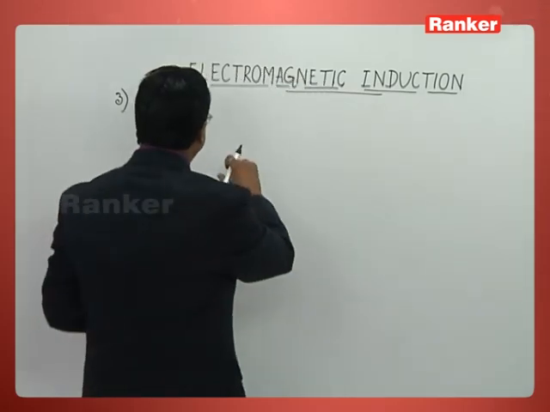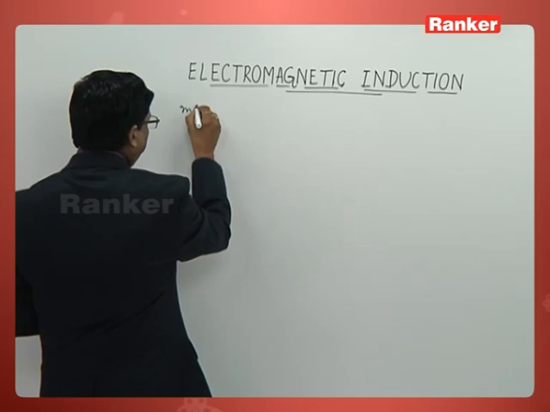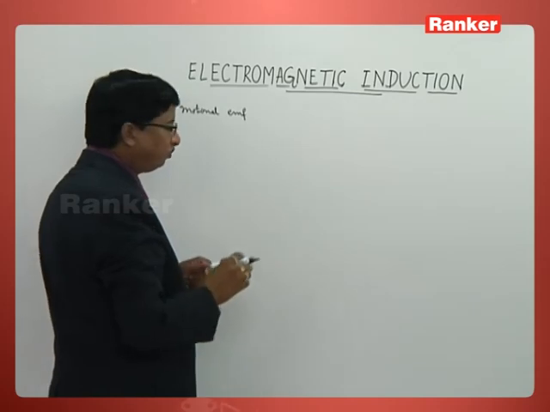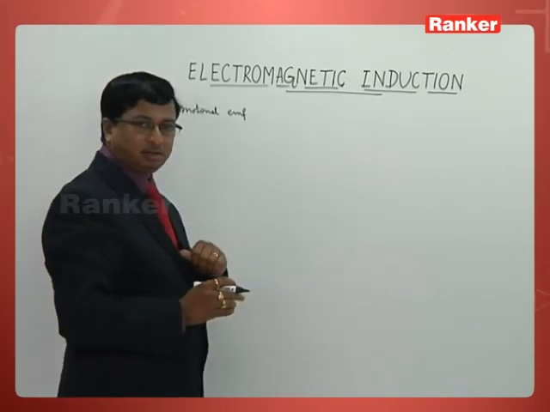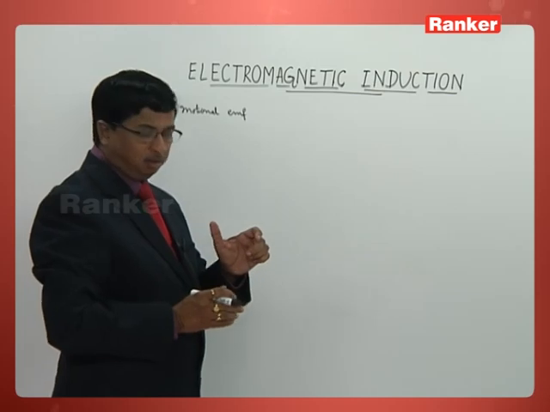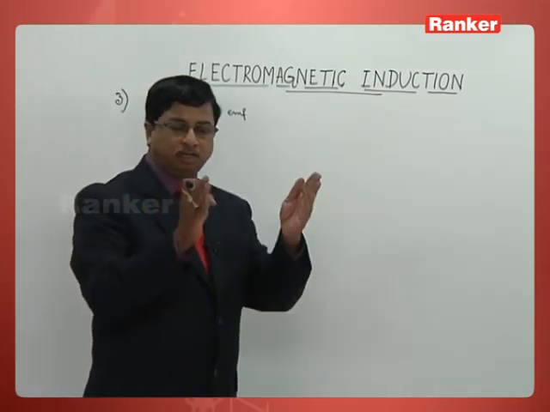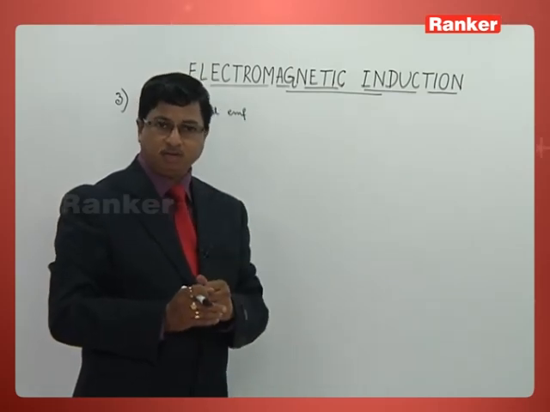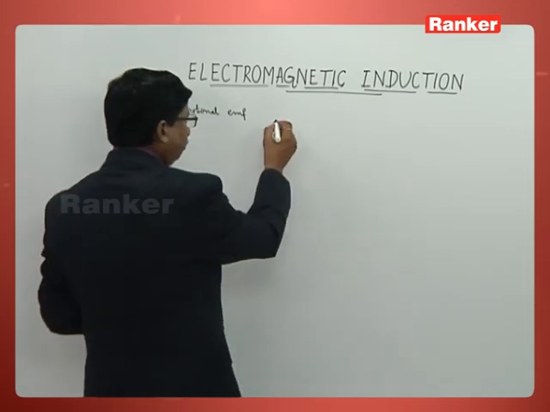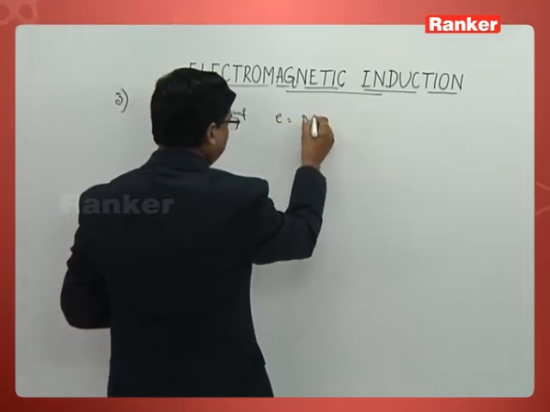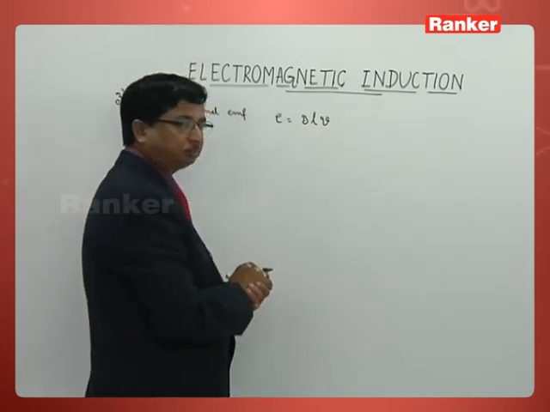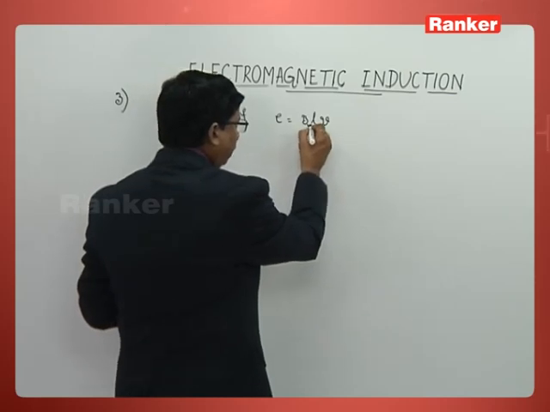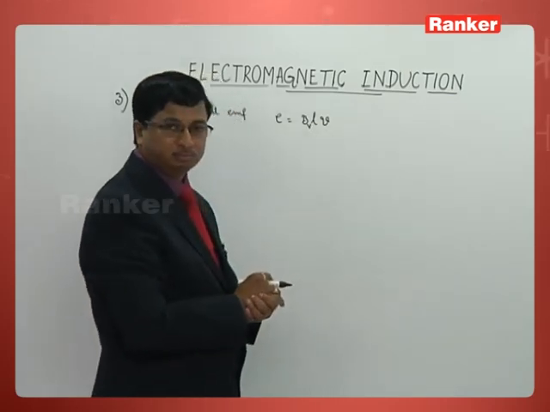So we generally take this as motional EMF in this case, because the body is in motion. Due to that movement, we observe some induced EMF across the terminals of that particular body. In this case, it is the axle of the train. So what is the motional EMF in this particular case? It is BLV. What is this B here? It is the vertical component of Earth's magnetic field.